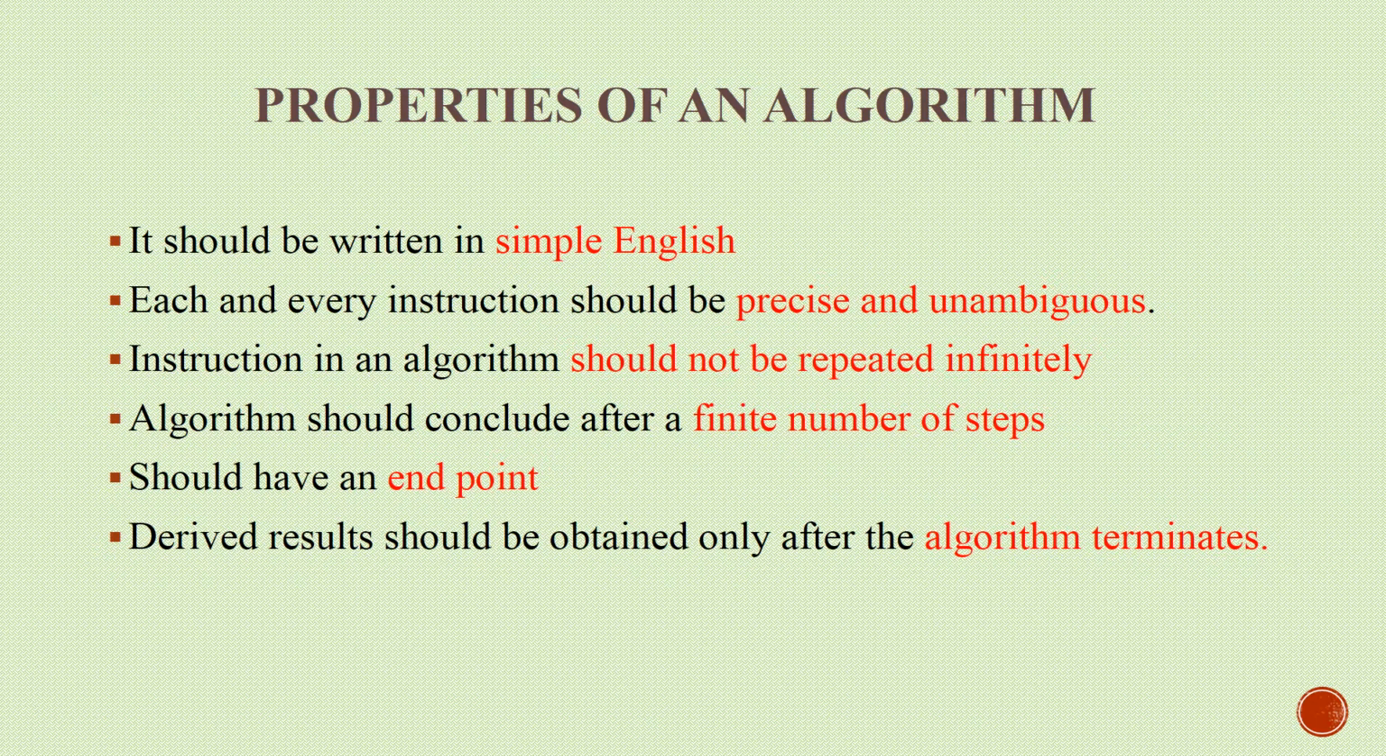Instructions in an algorithm should not be repeated infinitely. And definitely an algorithm should have a finite number of steps. It shouldn't go on and on and on. It should have an end point. And an algorithm should terminate after producing the output, which is in other words called the derived results.